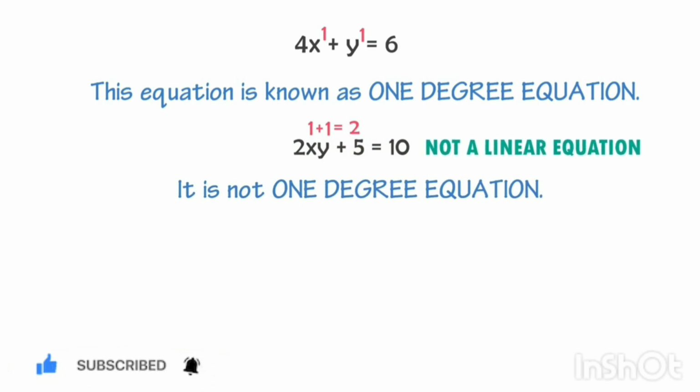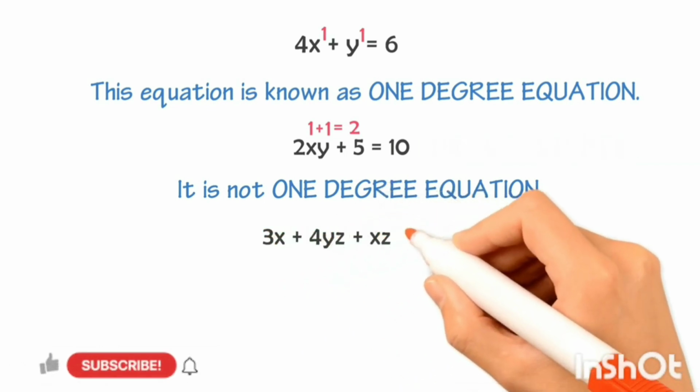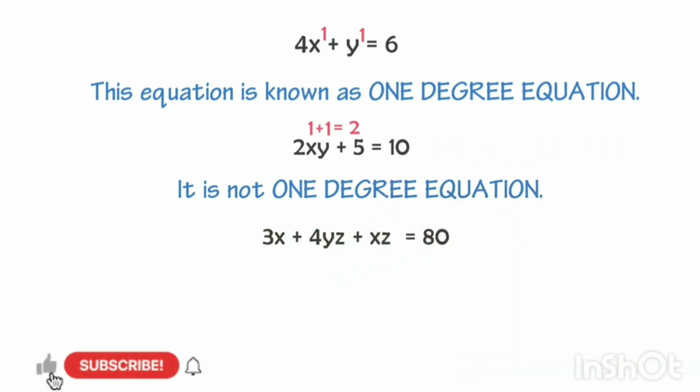Now again, if I write 3x plus 4yz plus xz is equal to 80. In this equation, there are four terms. The power of the first term x is 1. The power of y in the second term is 1, and the power of z is also 1. Hence 1 plus 1 is equal to 2. Thus the power of the second term is 2.